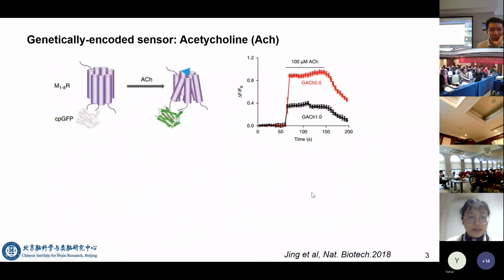And for today, I will introduce the different genetically encoded sensors for neurotransmitters. The first one is from Dr. Jing, where I'm working. I'm doing my postdoctoral work in Dr. Jing's lab, and he explored the acetylcholine sensor.